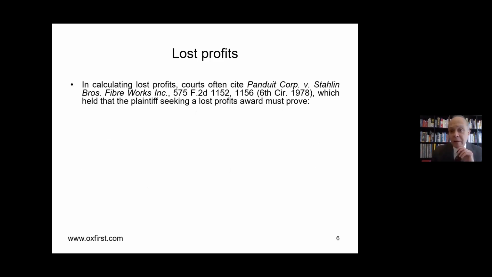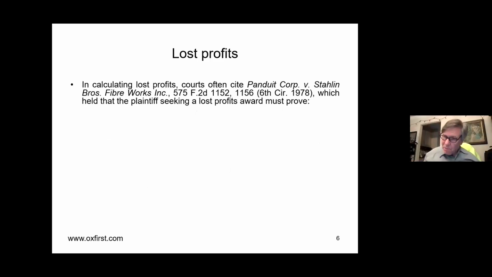So in terms of... Could I add one thing here? Go ahead, Professor Cotter. This means you have to prove you would have made the sales of the infringer. And that's often difficult to prove, as I think Professor Cotter is going to go on to discuss.